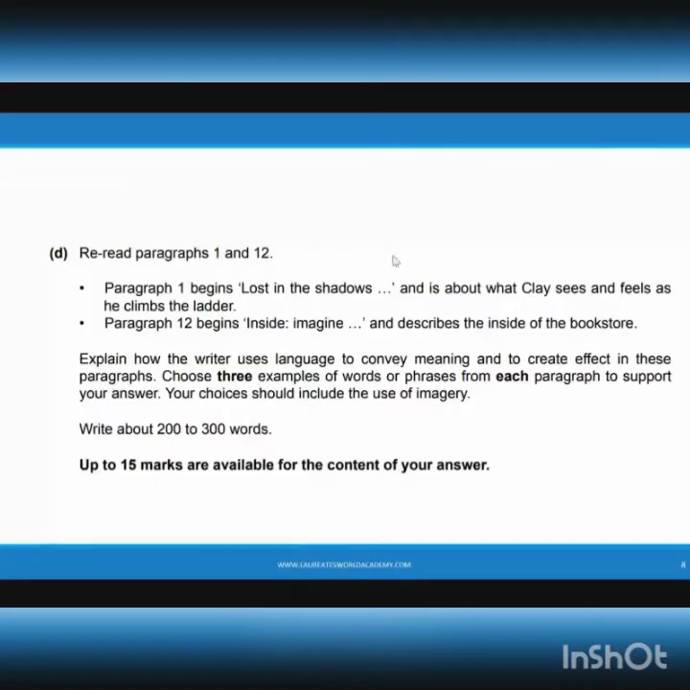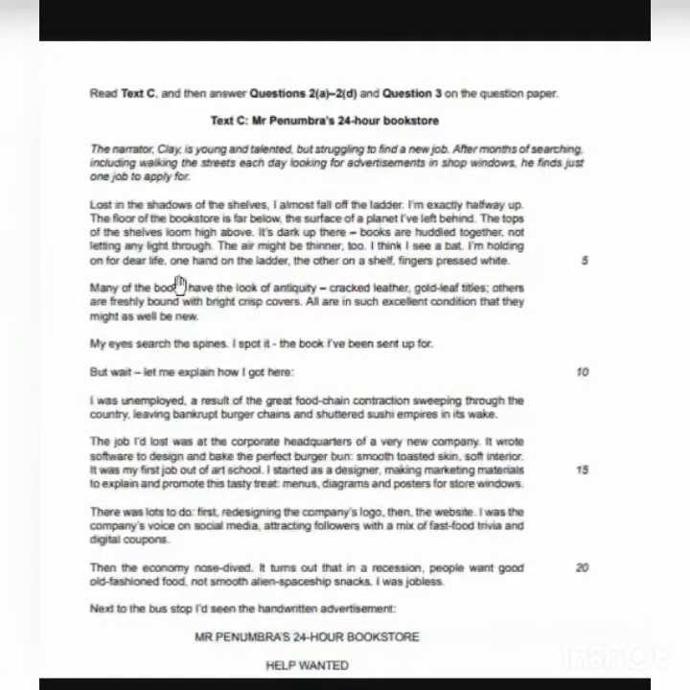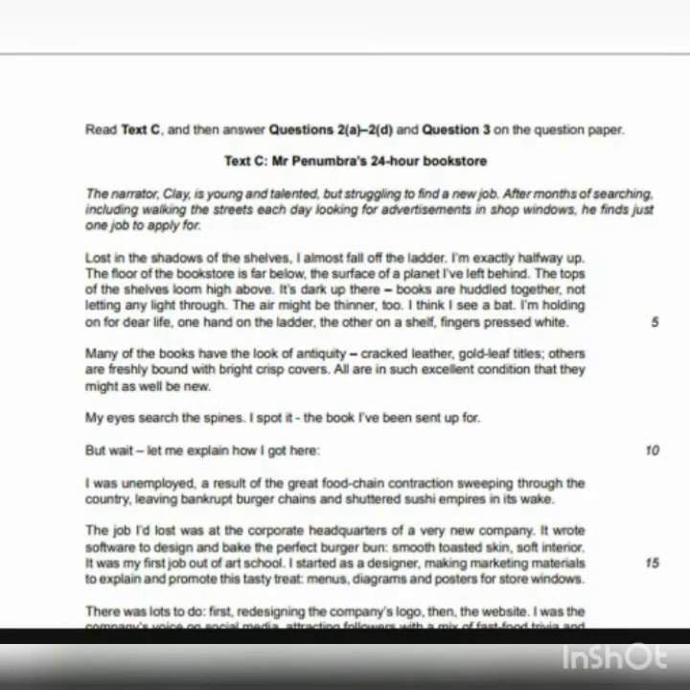I would like to share the question with you now. What does Clay see and feel when he climbs the ladder? This passage we have already done, but we had done it as a journal. So what do you think Clay feels when he's climbing the ladder? What are Clay's feelings in this particular library? So this is the writer's effect question only for the second paragraph.